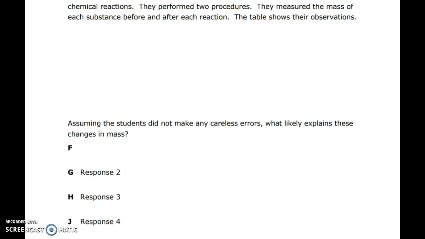F. Procedure 1. All the reactants were liquids that evaporated. Procedure 2. A gas was formed as one product and it escaped into the air. G. Procedure 1. One of the reactants was converted to thermal energy. Procedure 2. All the products were liquids. H. Procedure 1. The reactants were liquids with different densities. Procedure 2. The reactants were combined into only one product. J. Procedure 1. One of the products was a gas that escaped into the air. Procedure 2. A gas from the air reacted with one of the other reactants.